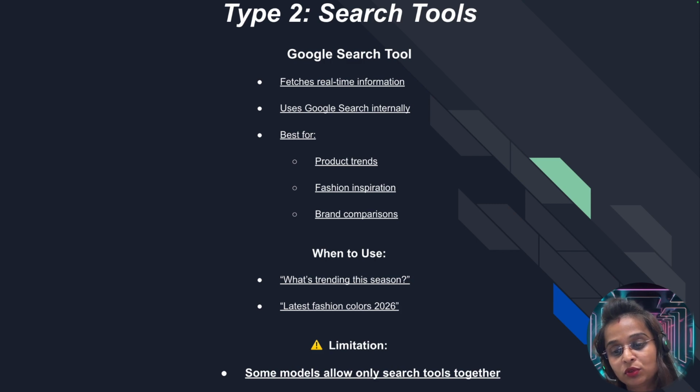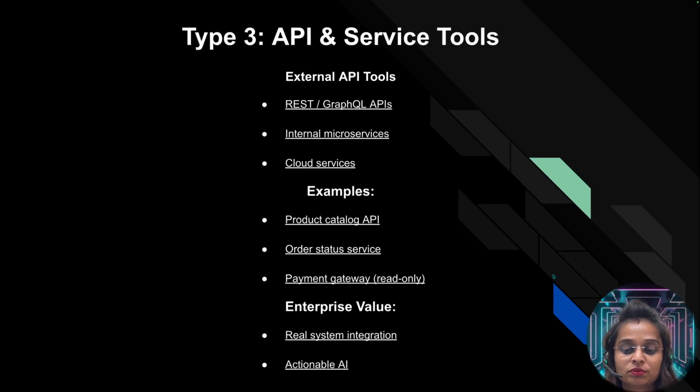So the other type of tools are the search tools like inbuilt tools, Google Search, BigQuery. Okay, it fetches real-time data, uses Google Search internally, the product trends, fashion inspirations, brand comparisons. If you have to talk about this online fashion store example use case, so it is going to use Google Search tool. So when we have to use it, what's trending in this season, and what's the latest fashion colors for 2026? What is the limitation of this? Some models allow only search tools together, and some will not. So likewise we have to customize as per our needs.